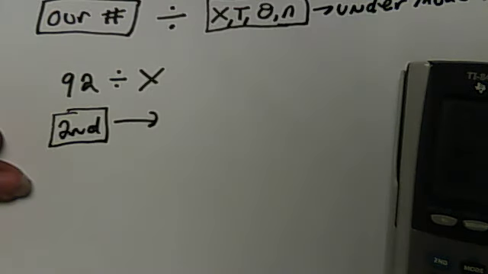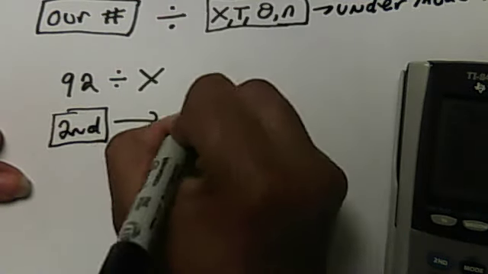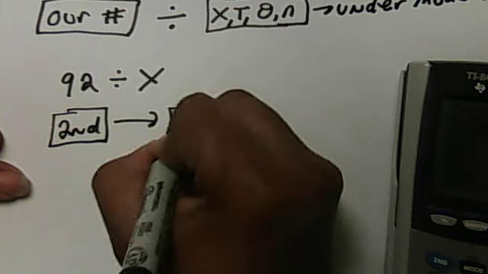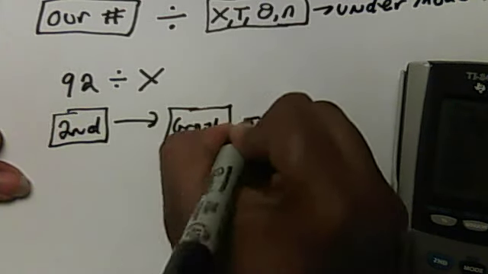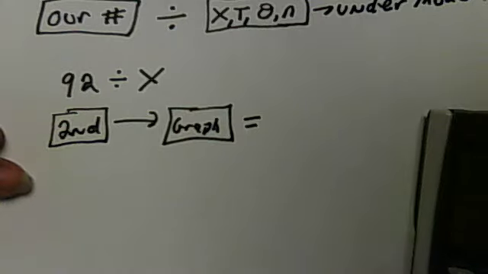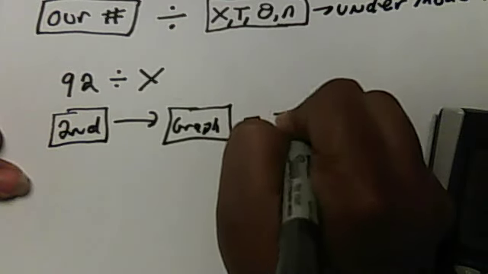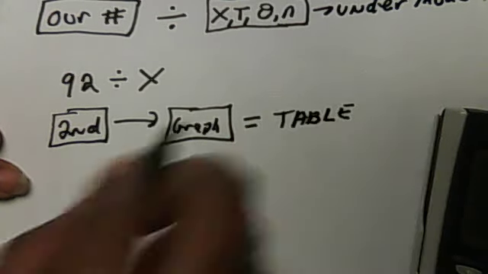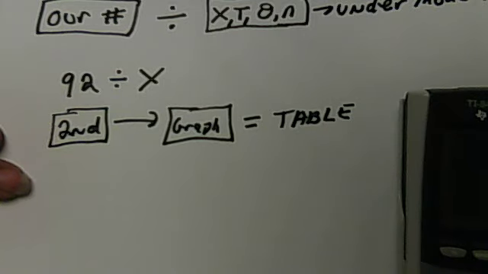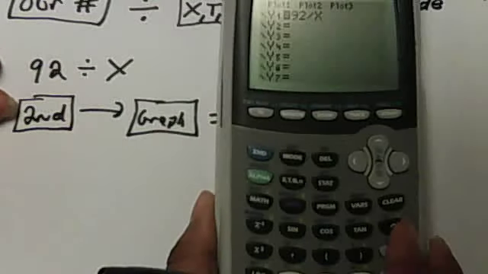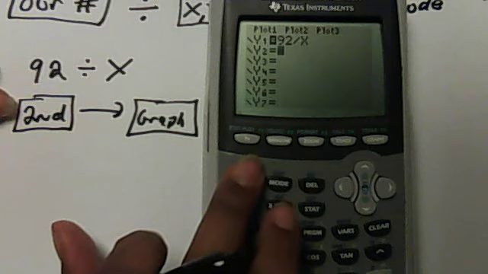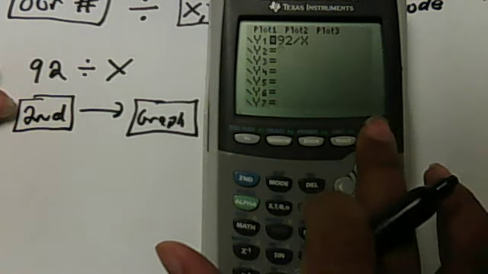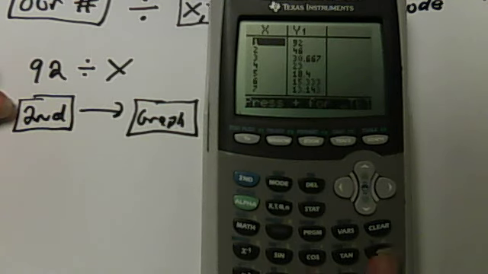Then you're going to hit the graph button, and this really equals the table. That's where you're trying to get to the table. Alright, so that's what I'm going to do. I have to cover it up a little bit. I'm going to hit the second button, I'm going to hit the graph button, and then I'm going to get a list.